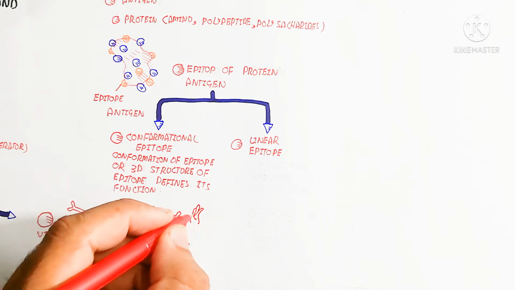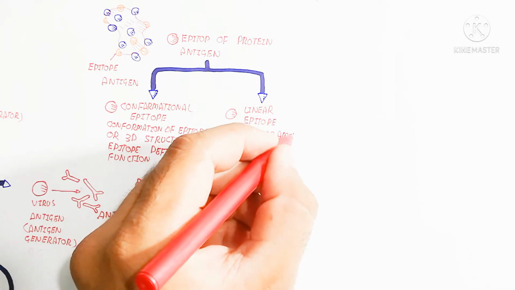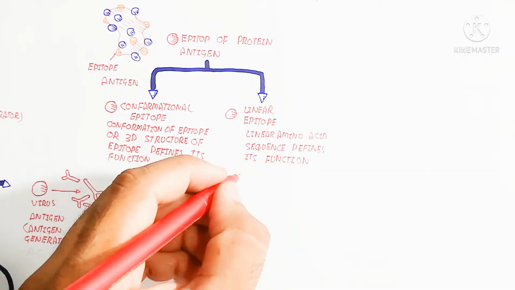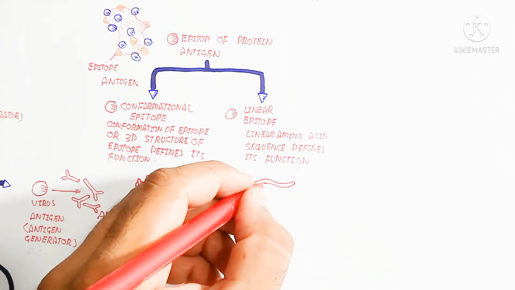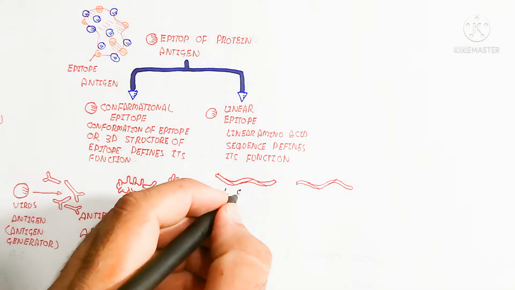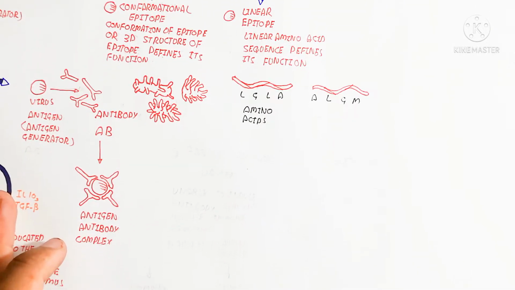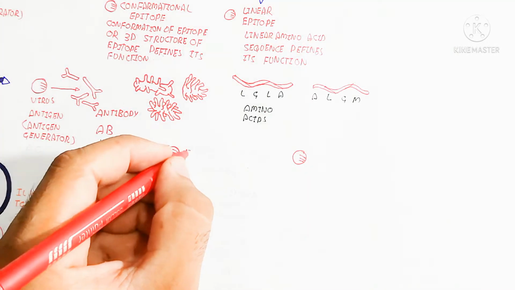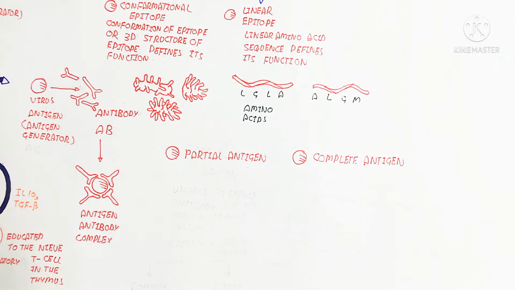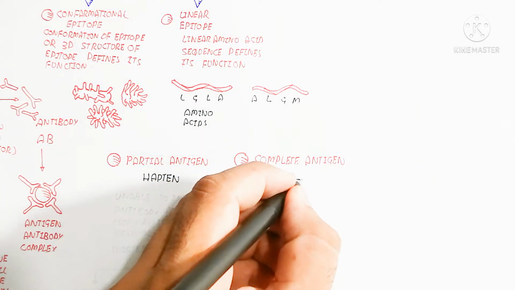So this is the conformational epitope, and here is the linear epitope, where the linear amino acid sequence defines its function. It has a different function in the human. This antigen is made up of amino acids in a linear chain, the polypeptide. For example, here are different linear epitopes of a protein antigen: leucine, glycine, alanine, and alanine, leucine, glycine, methionine. Antibodies are produced against each different sequence.